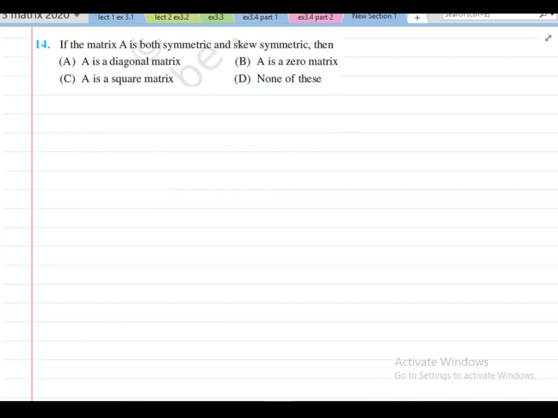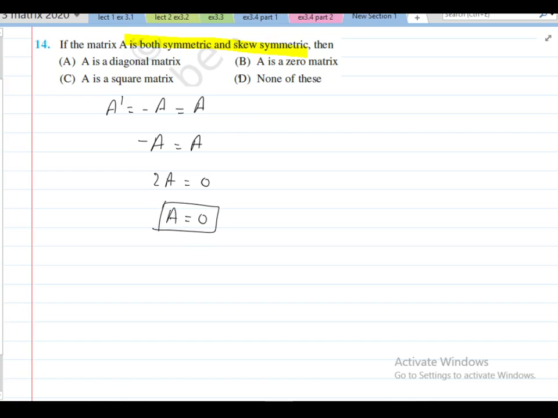Diagonal matrix. A is zero matrix. If symmetric and skew symmetric, then A dash will be minus A as well as A. First, minus A is equal to A means 2A is equal to O, or we can say O. Right? A is zero matrix. વાહ સર, A is zero matrix. Simple હતો એકદમ.